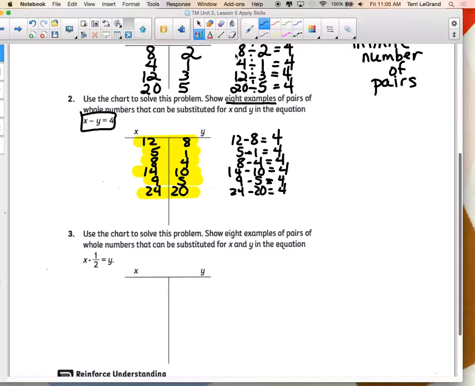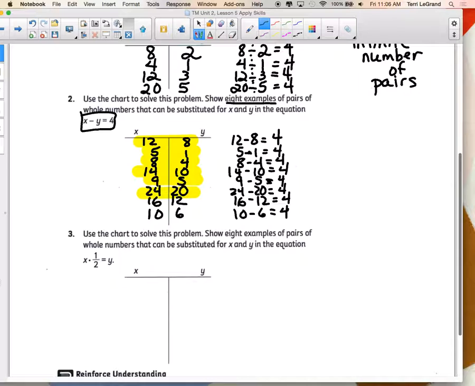Sylvia? 12. Okay, well if we're going to use 12, then we add 4 to it and we get 16. Let's see if 16 take away 12. Oh, sure enough, that equals 4, doesn't it? Okay, how many do we have now? 7. We got 1 to go. Sierra, you got one for me? 10 subtract 6. And that does equal 4.